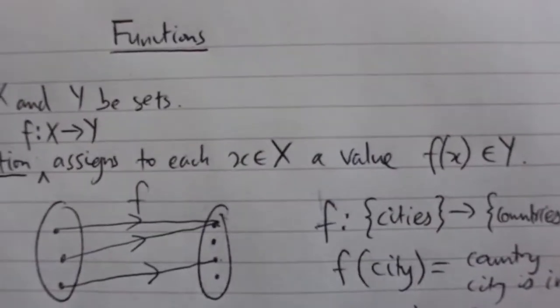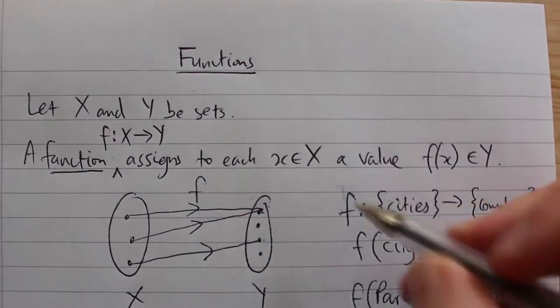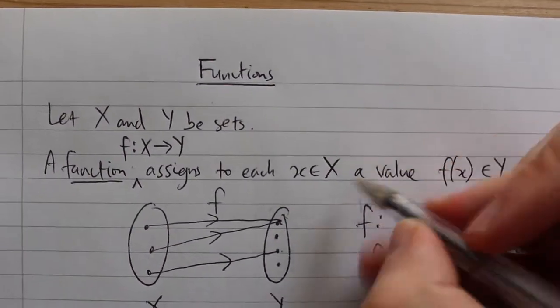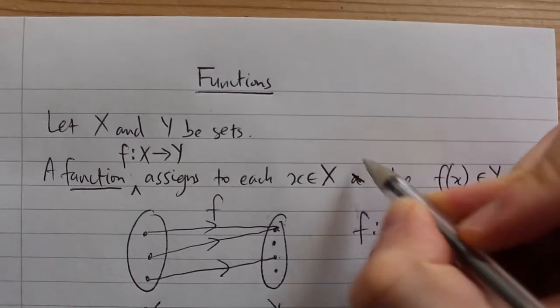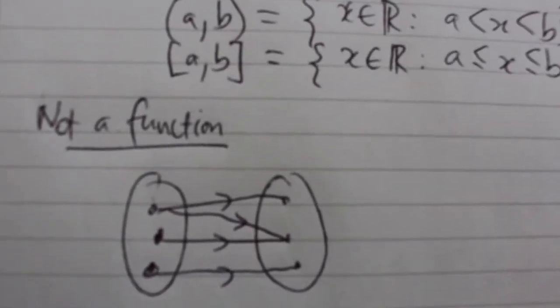In the definition of a function, we said f assigns to each x in X a value, only one value. Perhaps we should make this even clearer and say just one value, f of x in Y. It can't have lots of different values. So this is not a function.